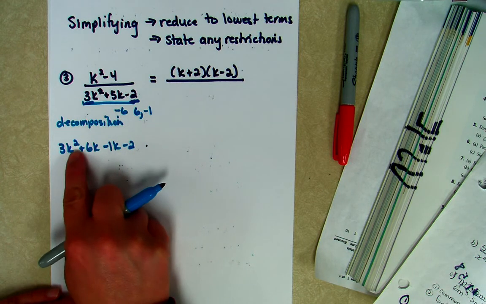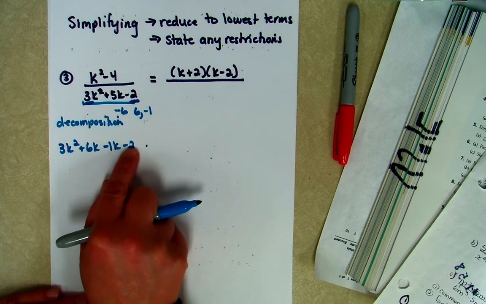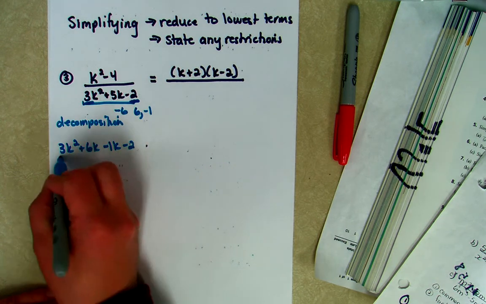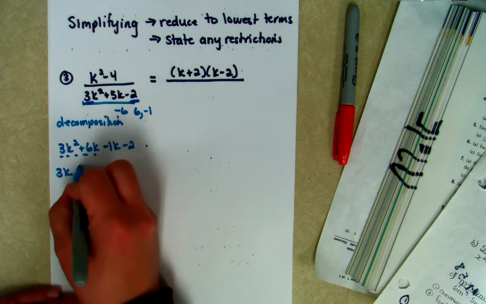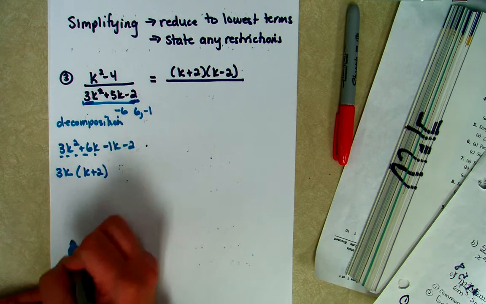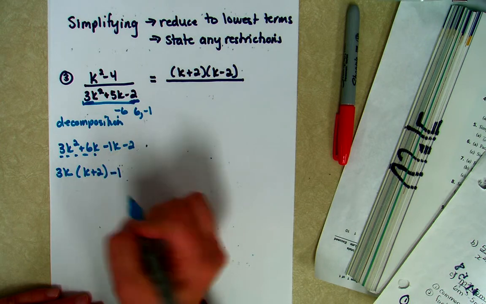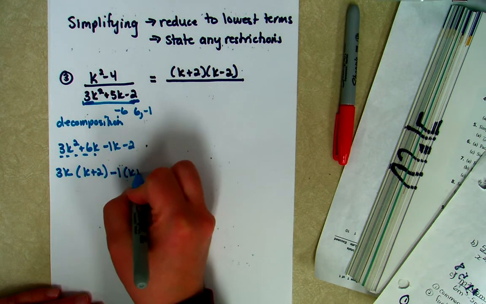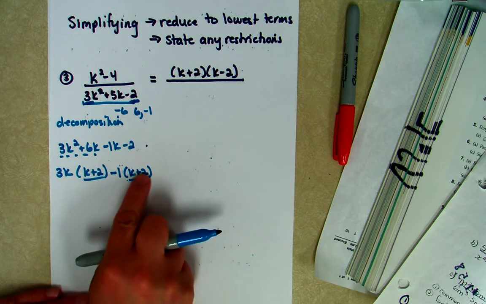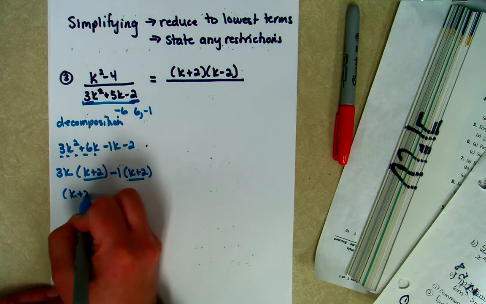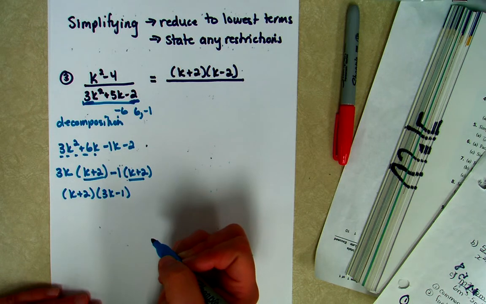So now I have 3k squared plus 6k minus 1k minus 2. I'm going to common factor the first two. 3 and k are both common, so I'm going to get k plus 2. The only thing common here is a -1, but when I take it out, I get k plus 2. I know I'm right because my brackets are the same, so one bracket is k plus 2 and the other bracket is 3k minus 1.